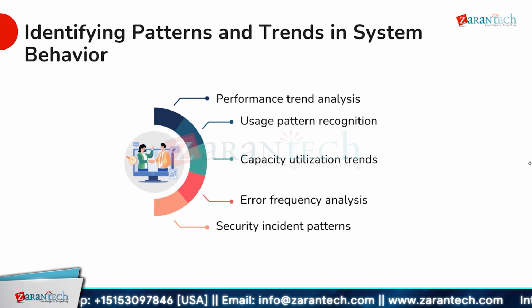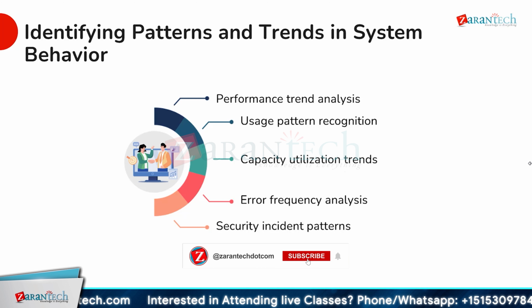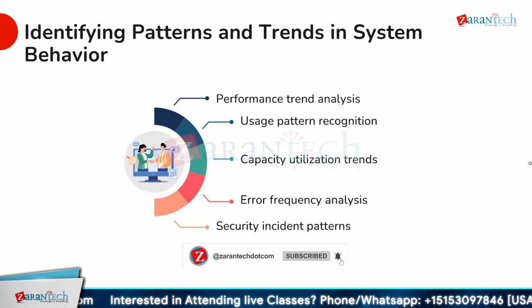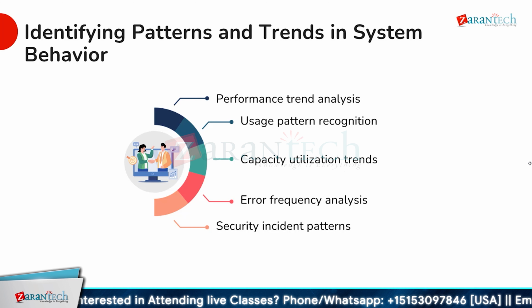Another key practice is usage pattern recognition. For instance, if you notice that a specific user group accesses certain resources at a high frequency, it can help you optimize those systems for better performance. Capacity utilization trends are also essential. By reviewing storage or bandwidth usage over time, you can predict when you will need to scale your infrastructure.